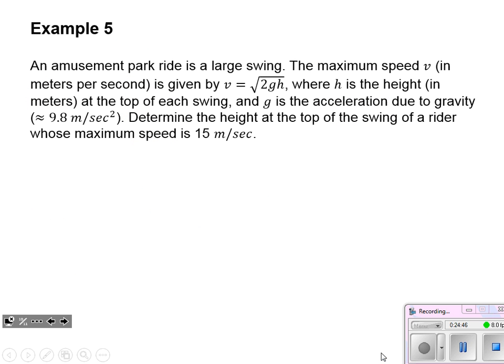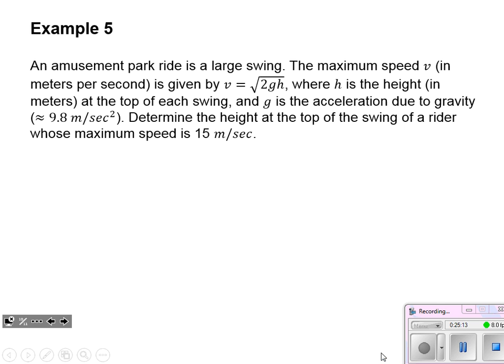All right. And our last example here in 5.4. An amusement park ride is a large swing. Maximum speed v in meters per second is given by the following radical equation, where h is the height in meters and g is the acceleration due to gravity. They tell you to use 9.8 meters per second squared as an approximation. Determine the height at the top of the swing when the maximum speed is 15 meters per second.